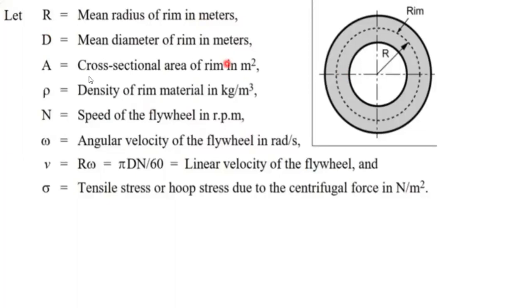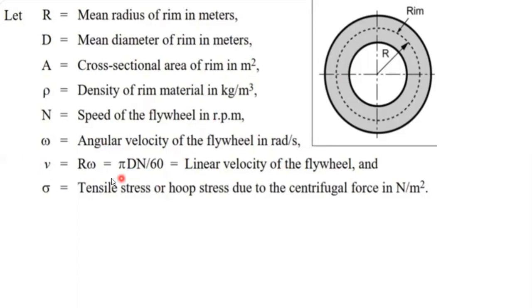A is the cross sectional area, which can be written in meter square. Rho is the density, unit is kg per meter cube. N is the speed of the flywheel rim in terms of RPM. Omega is the angular velocity, unit is radian per second. And V is R omega. So V is nothing but the linear velocity or peripheral velocity of the flywheel. V can also be written as pi d n by 60.